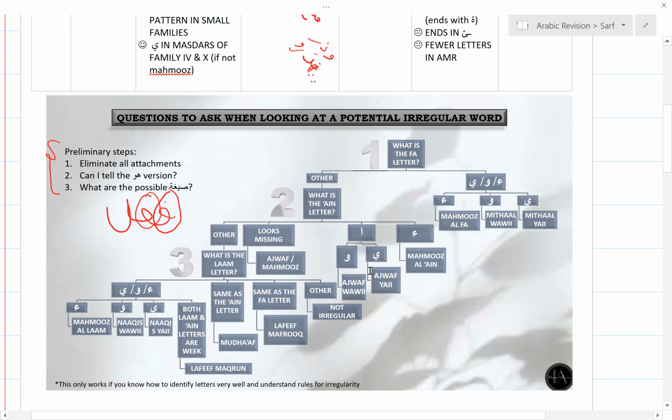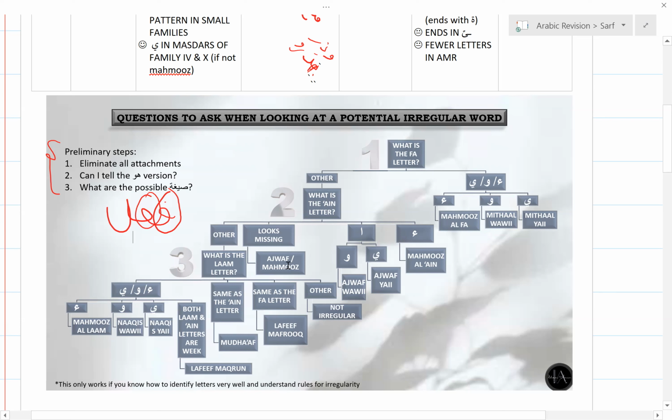You're done. Now, if it looks missing, like I just talked to you about mithal, and it looks like it's not there, what is the ain letter? I have no idea. It looks like there's something missing. Then that's definitely ajwaf. It can either be ajwaf, or it can be mahmuz.